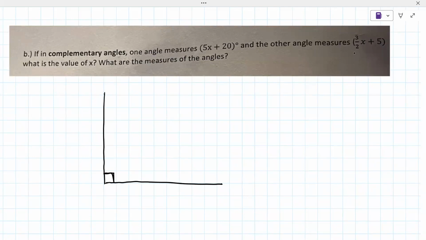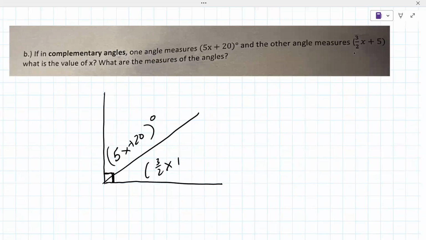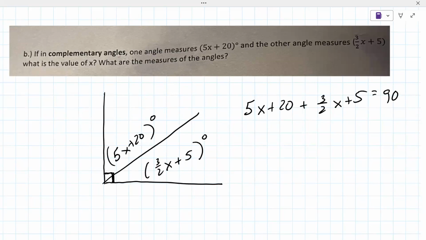What does this symbol mean? This box down here? 90 degrees. So the two angles add up to 90 degrees. We'll call this one 5x plus 20 degrees. Call this other one 3 halves x plus 5 degrees. Are these congruent, or do they add up to something? They add up to something. And they add up to 90. Yes, correct. So write the equation where you show that they add up to 90. Get that down on your paper, please.